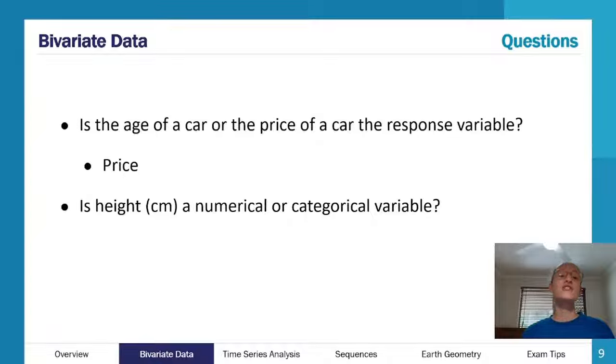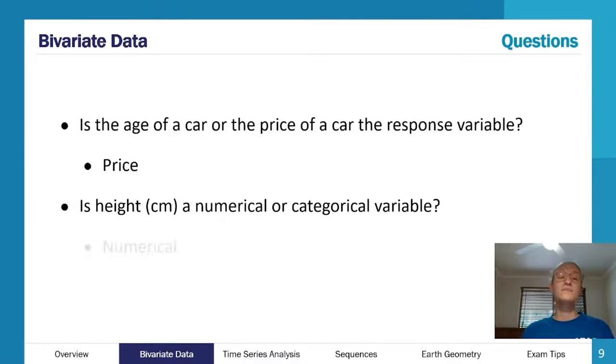For the first question, I would definitely say price. Because when we think about the difference between an explanatory variable and a response variable, the explanatory variable is the one we think is driving the change, which here I think is the age of the car affecting the price, and the response variable, the outcome, is the price. If a car is older, that's probably going to make it cheaper. And if a car is newer, that's probably going to be associated with a higher price because it's a newer car.